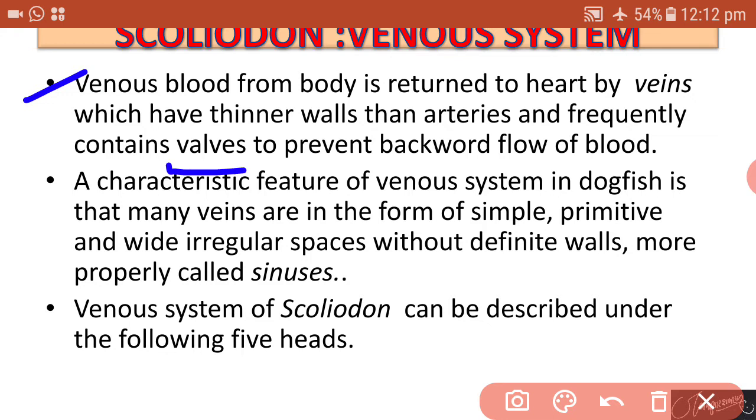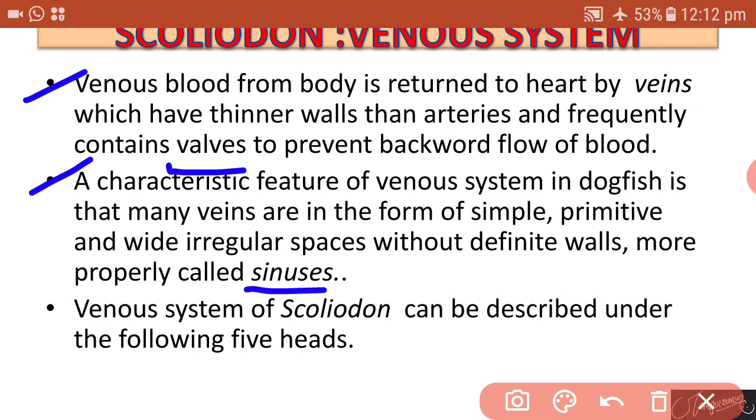A characteristic feature of the venous system in the case of dogfish is that many veins are in the form of simple, primitive, wide spaces, which are irregular spaces, and those spaces are called sinuses. So there are some bulging areas, some swollen parts in the veins of the venous system, and that is called sinuses.